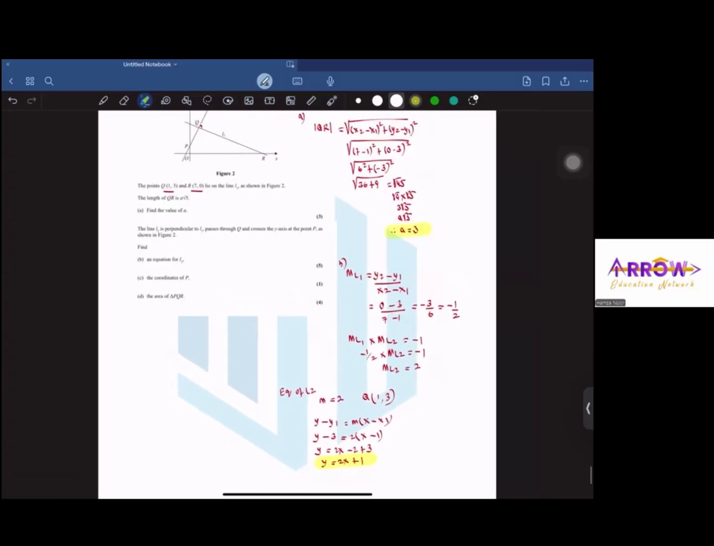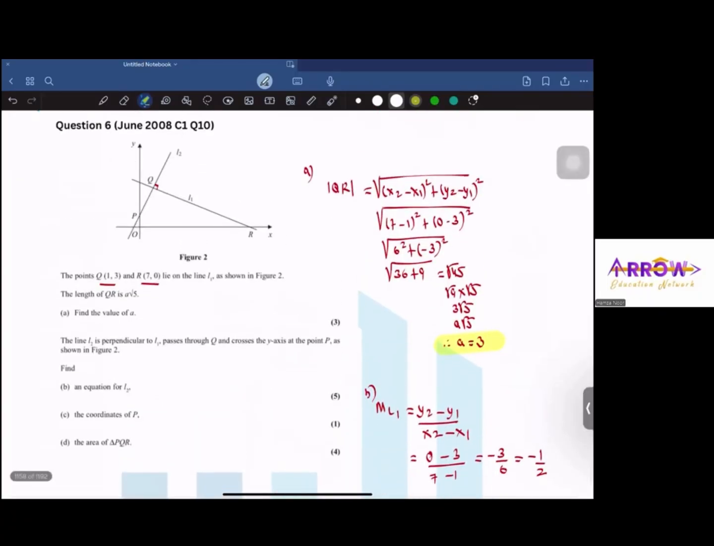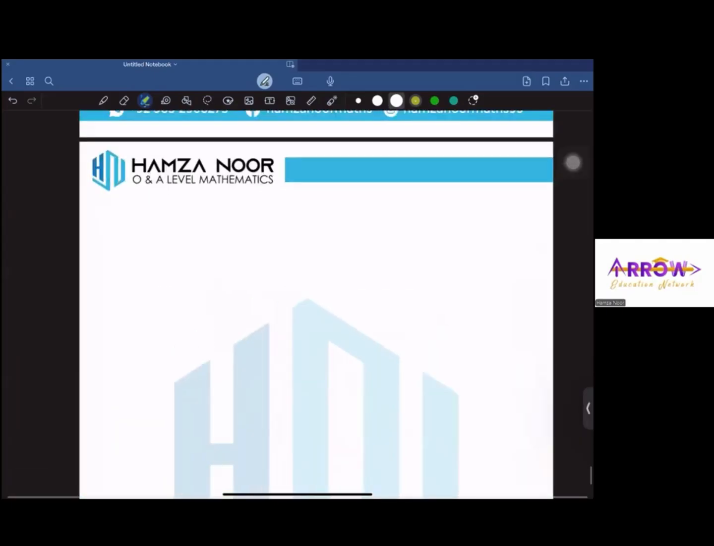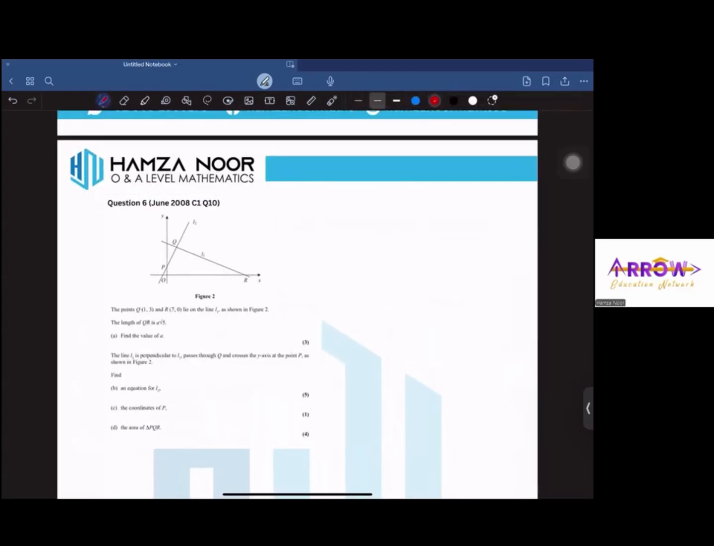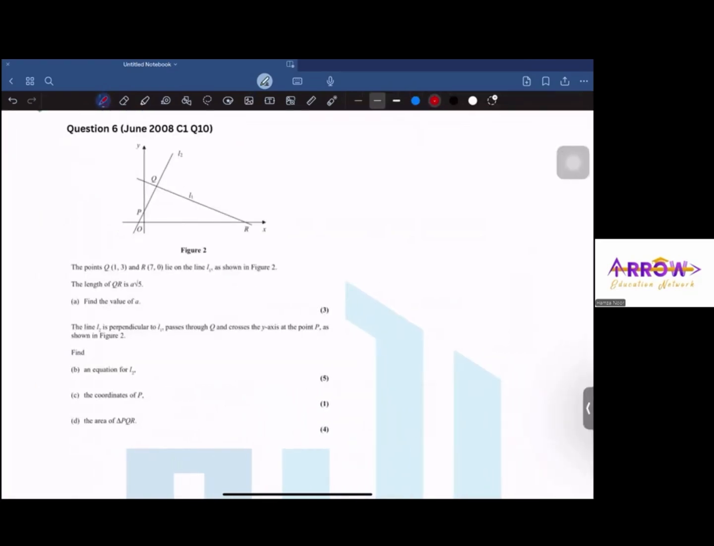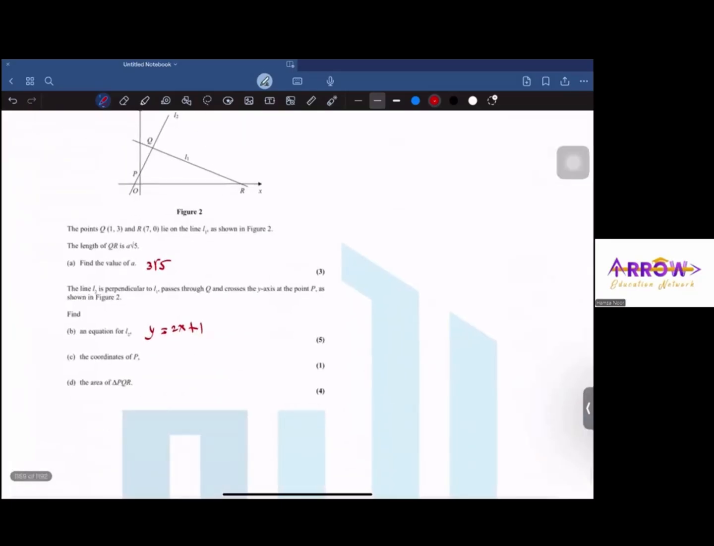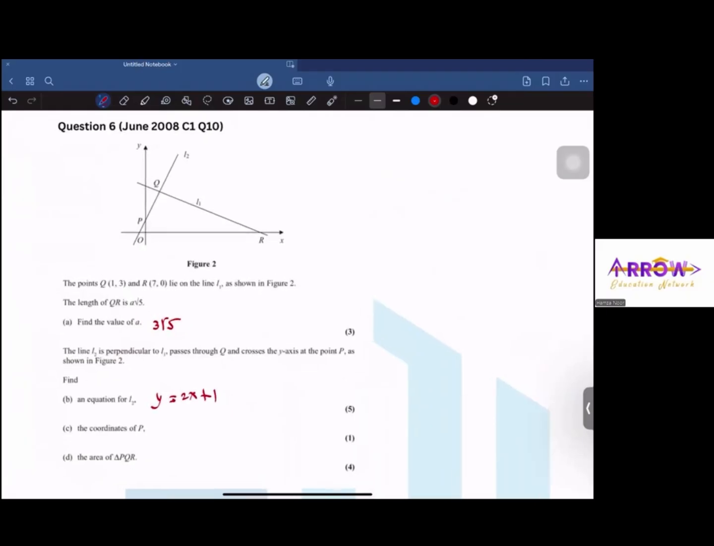Okay, so this was the requirement of part A and part B. Now let's move on to the next part, part C. You need to find the coordinates of P, and for that purpose, I'll bring the question on the next page. So far, what we know is that the value of A was 3, meaning the length of the line QR was 3 root 5, and the equation for the line L2 is y is equal to 2x plus 1, right? So we need to find the coordinates of P. So P is basically the y-intercept of the line L2.